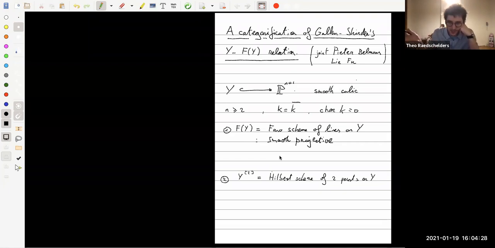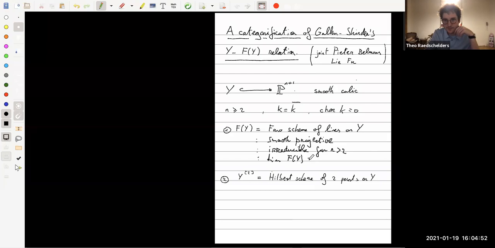So in this case, the Fano scheme is not connected. But as soon as we deal with threefolds and above, then it's actually connected too. So it's irreducible for n strictly greater than 2. And just for reference, let me state the dimension of this thing. It's 2n minus 4.